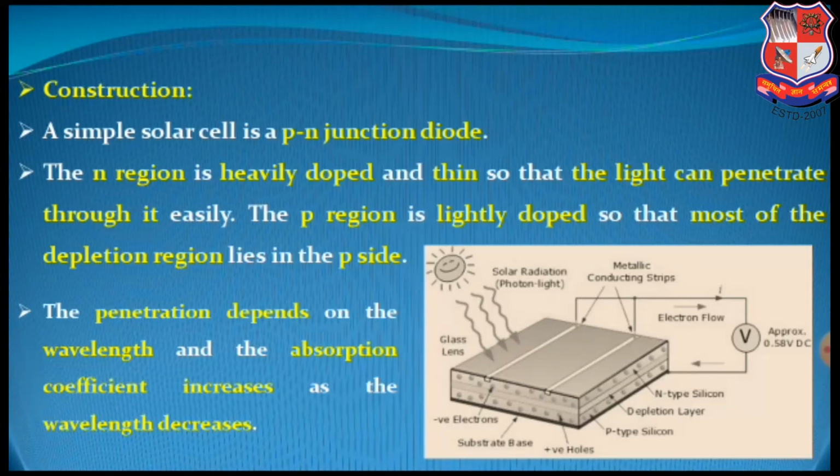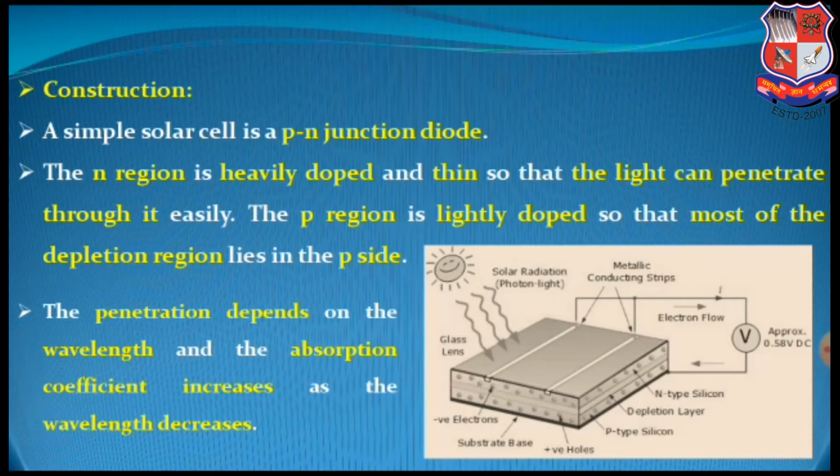These metallic contacts are further utilized to measure the converted voltage and electric current to define the power to incident light ratio. Let's go through the construction in detail. The N region is heavily doped and thin so that light can penetrate through it easily, and that's why we have kept the N-type silicon layer at the second stage. The P region is lightly doped so that most of the depletion region lies in the P side, as we can see from the figure.